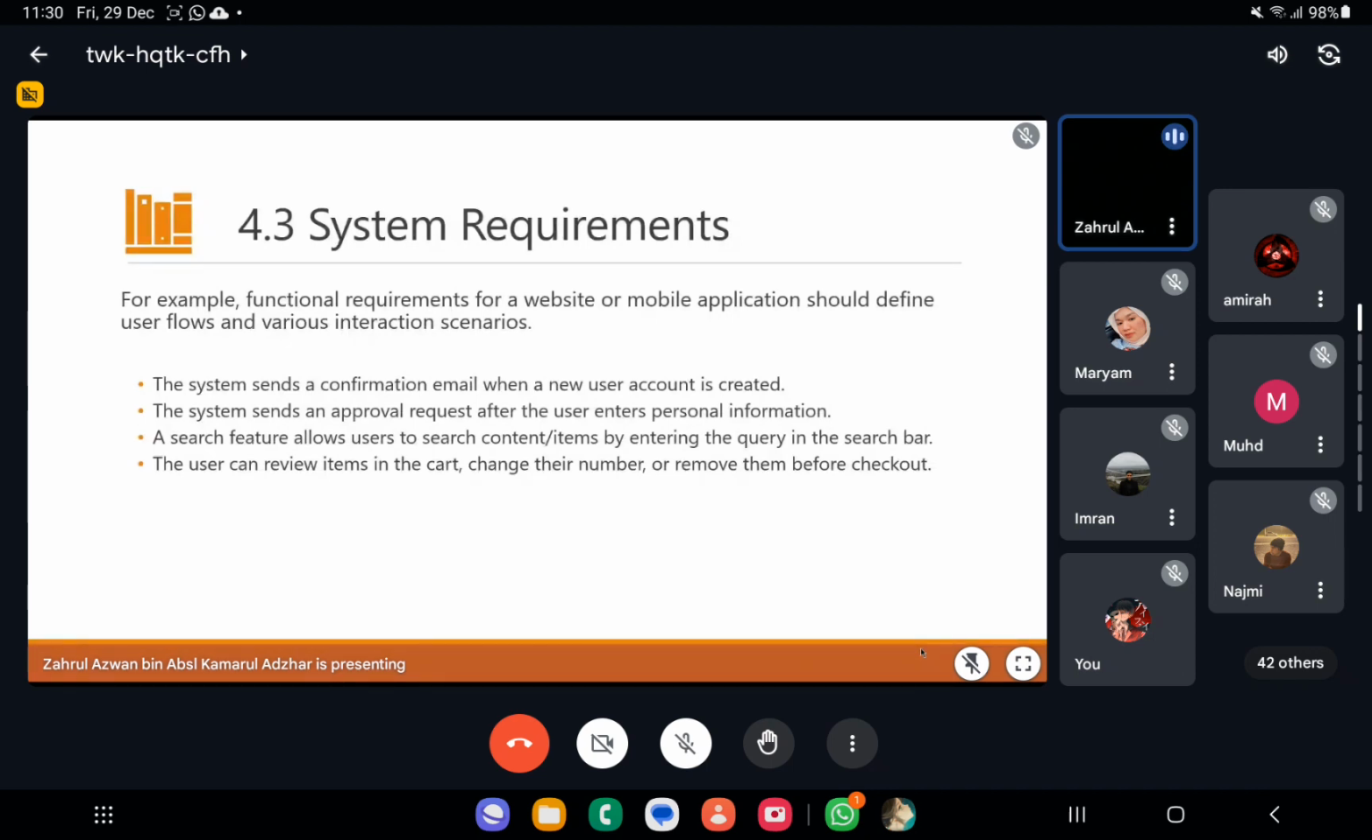Okay, for example, the system sends a confirmation email when a user account is created. The system sends an approval request after the user enters personal information. A search feature allows the user to search content items by entering a query in the search bar, and the user can review items in the cart, change their number or remove them before checkout. Okay, these are examples of scenarios for functional requirements.